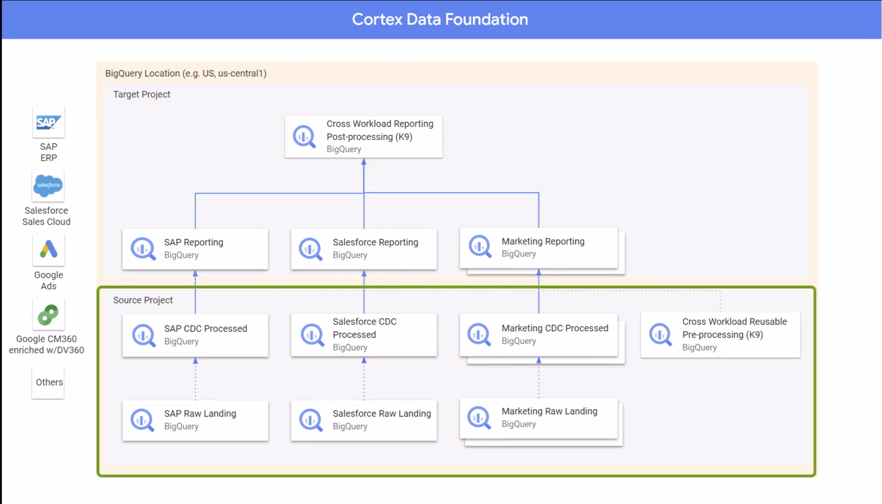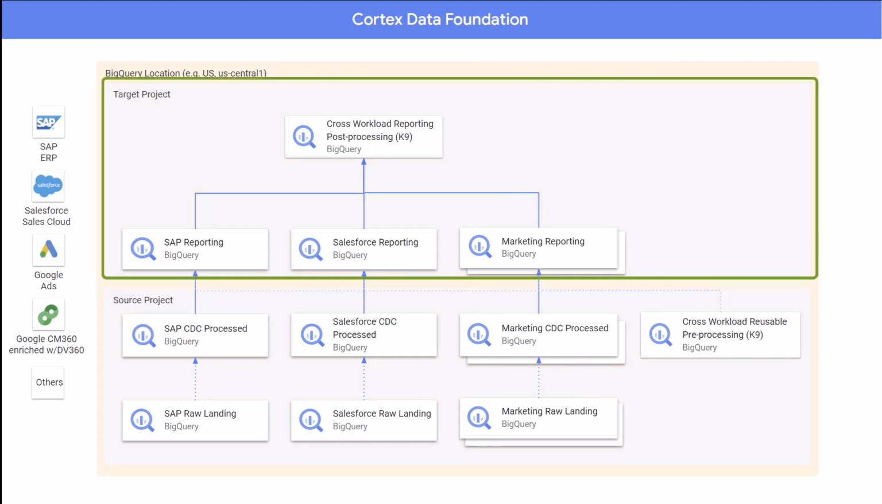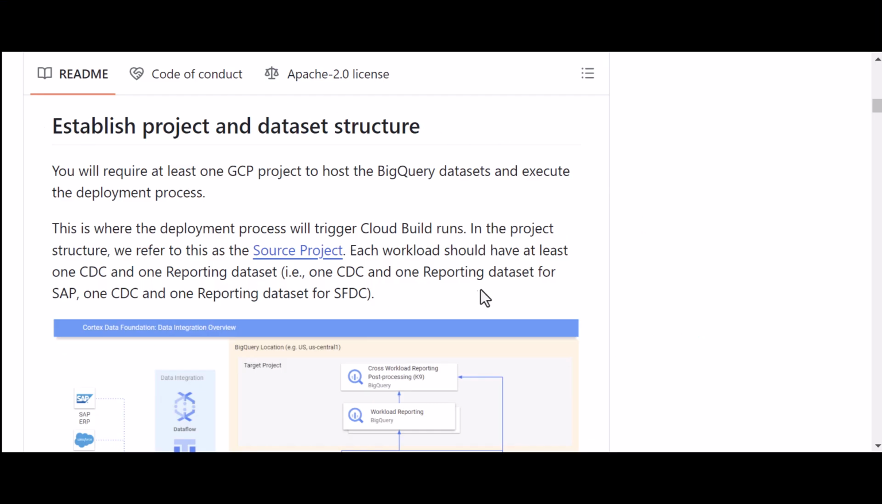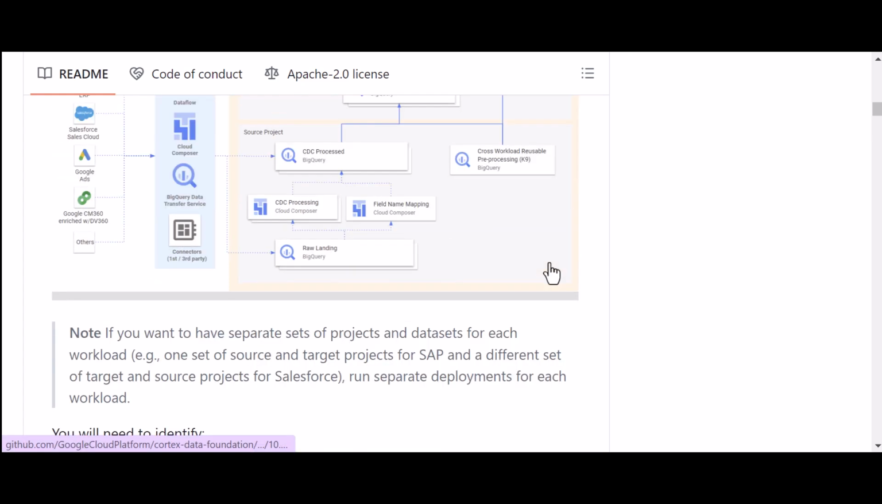Are you using one project for technical access and one project for business access? Or are you using one project for all types of datasets? You will need to identify the project structure beforehand and make sure that you will be able to set up the security for deployment to succeed. You will find more information about these configurations in the README.